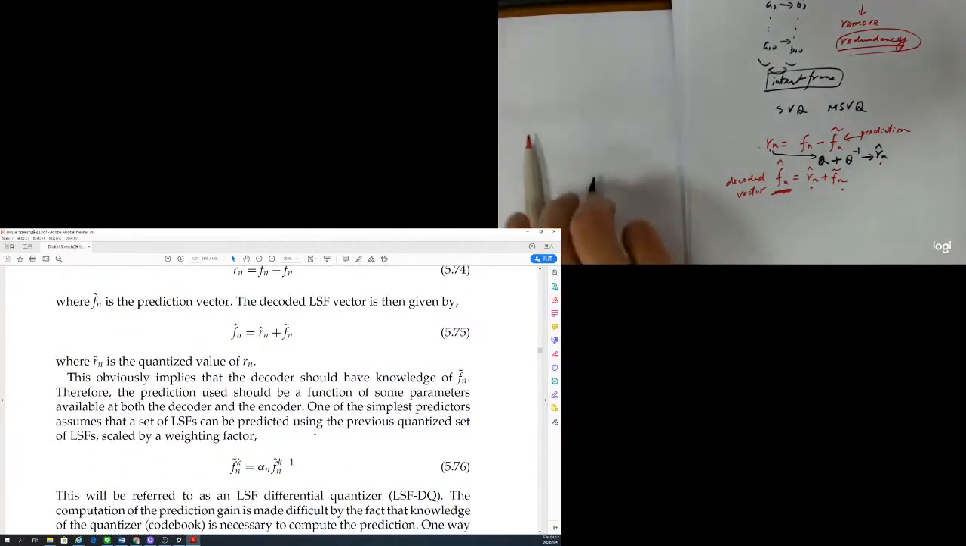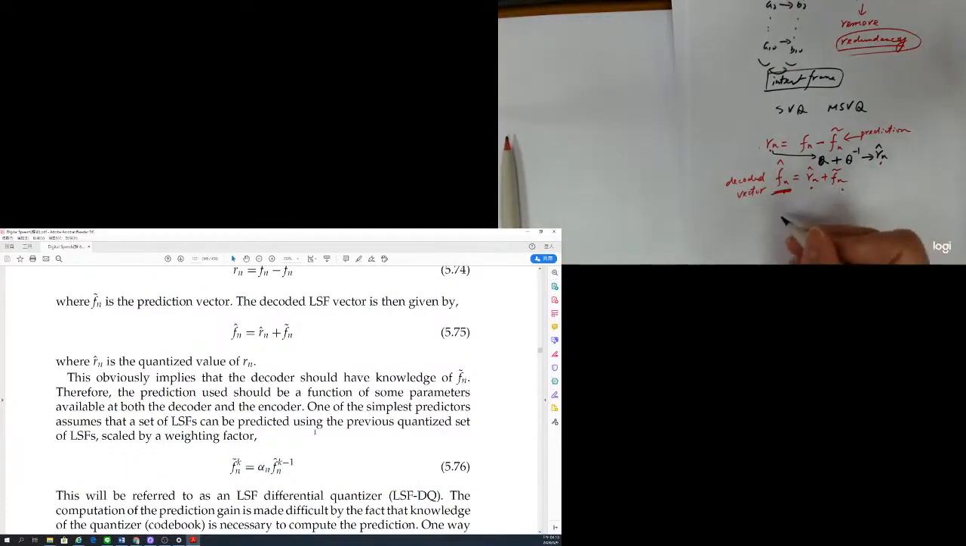So what's your prediction vector? You can see your prediction vector will be like R of n, Fn. You have to pass on to the decoder what you have. So it's k minus 1. Here the k minus 1 means we consider the previous decoded frame. This k indicates your time sequence.